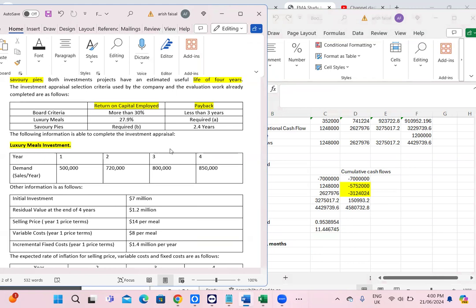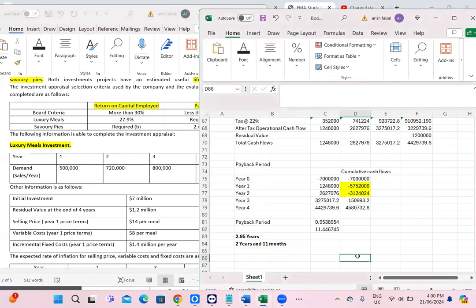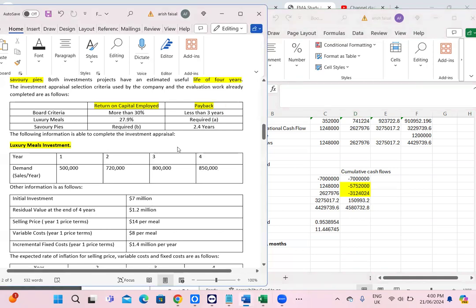However, if you see, the savory pie is giving the investment back in a faster way. So if I have to decide between luxury meal and savory, I will go with the one which is giving me a lower payback. So for the savory pies, it's 2.4, but here it's approximately 3 years because it's 2 years and 11 months. So the savory pie gives you a quicker payback period as compared to the luxury meal. However, if you compare it with the target set by the board of directors, both of the projects would be acceptable because both of them report a payback of below 3 years.